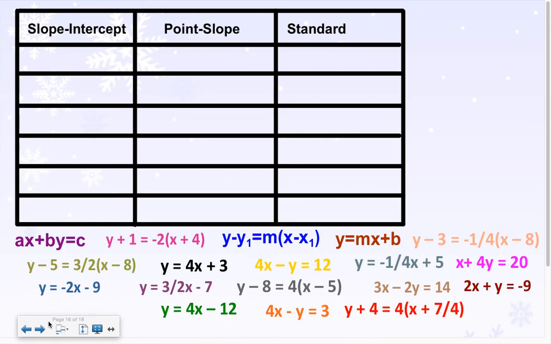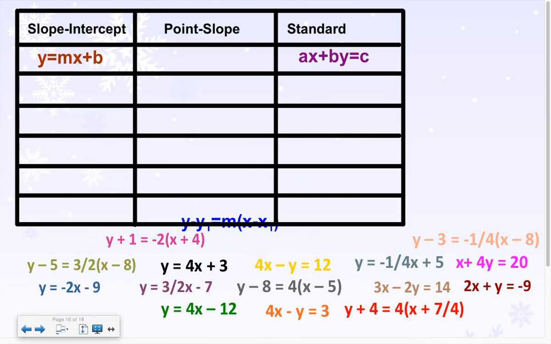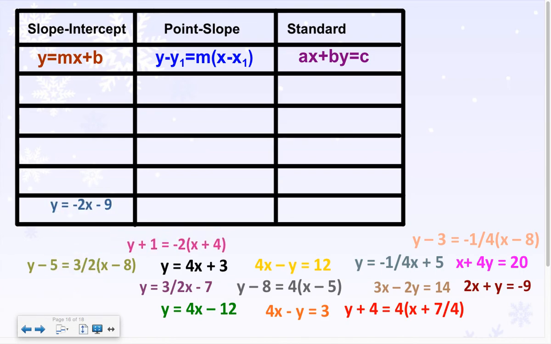All right, so on this click and drag, I'm going to put equations that are in slope-intercept form under the first column, point-slope form under the second column, and standard form in the third column. So first of all, this is my standard equation, ax plus by equals c. My slope-intercept equation is y equals mx plus b. And then point-slope, which we did today, is y minus y1 equals m times x minus x1. So first, I am going to find all my equations in y equals mx plus b form. So that one, this one.